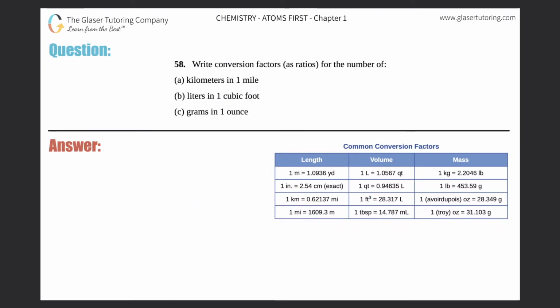Number 58, write conversion factors as ratios for the following. A, kilometers in 1 mile. And then we have B and C. So I'm just going to write A, B, and C. So let's dive into A.